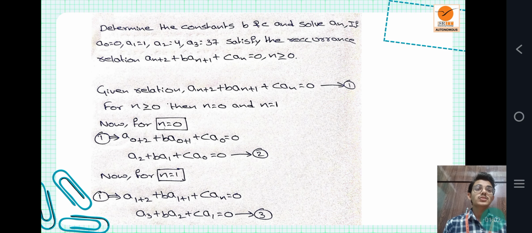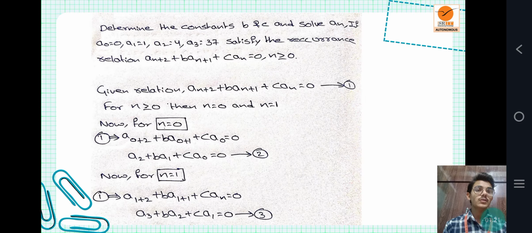First, n = 0. Substitute n = 0 in equation 1. Here equation 1 is a(n+2) + b·a(n+1) + c·a(n) = 0. Substituting n = 0 in equation 1, we get a2 + b·a1 + c·a0 = 0.